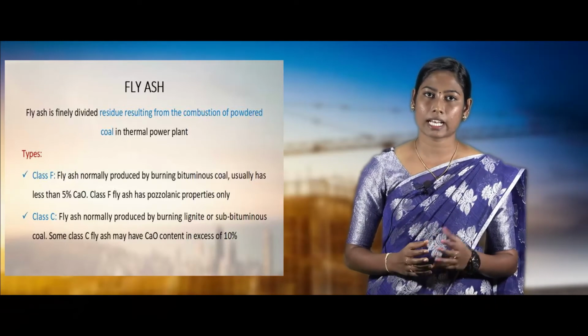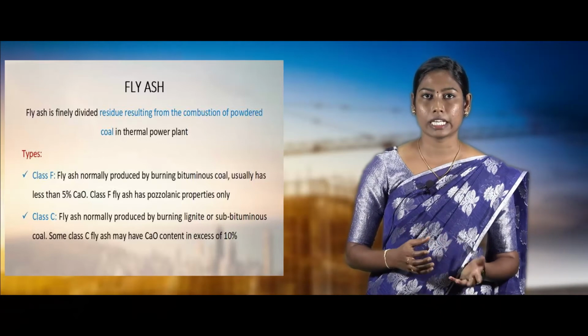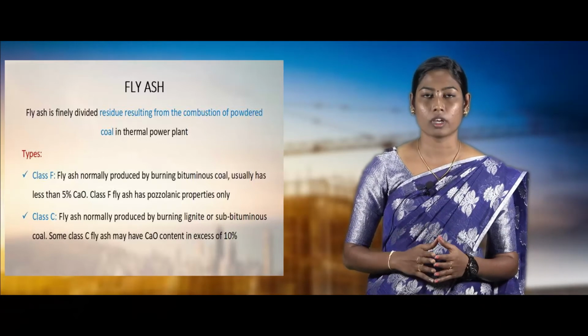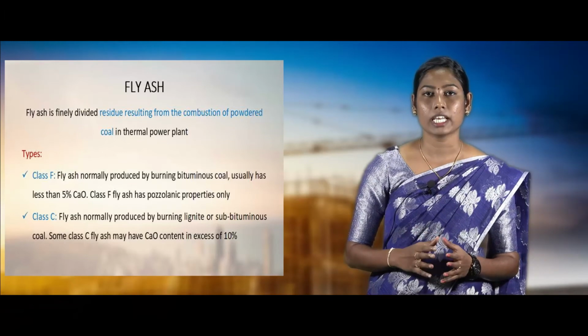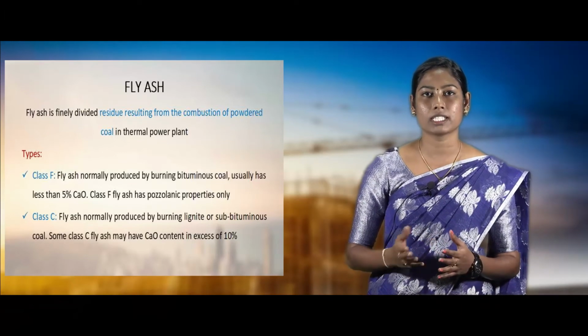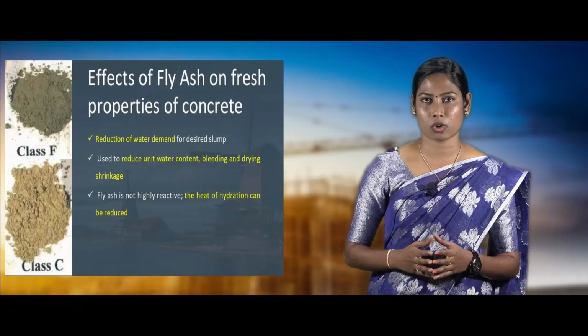Another one is Class C. Class C fly ash is normally produced from lignite or subbituminous coal. It has calcium oxide in excess of 10%. It has both pozzolanic and cementitious properties. Let's see the effect of fly ash on the properties of fresh concrete.